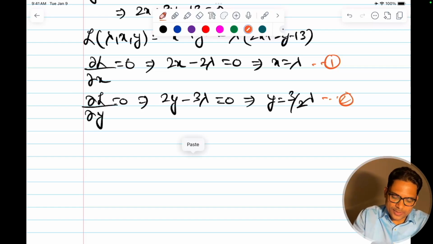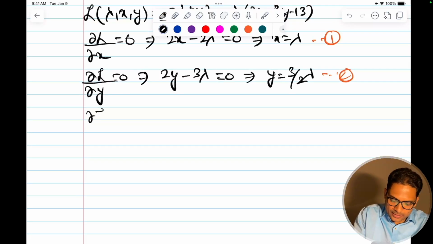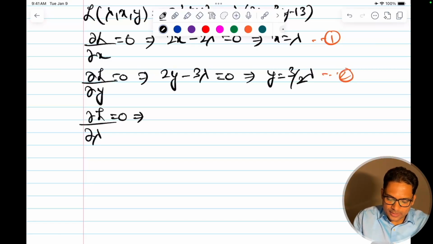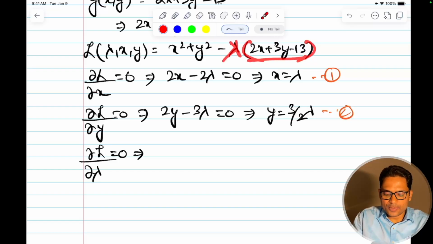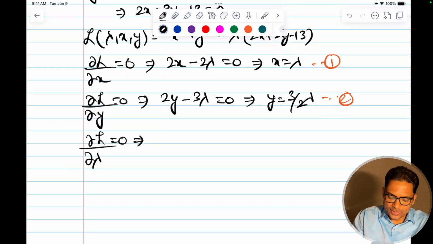You can also use matrix, but here we'll solve it by hand. Then ∂L/∂λ is equal to 0. This implies x is constant with respect to λ, y is constant with respect to λ. Only the λ terms will be there, so λ times this. The complete thing will be like a coefficient of λ. So this complete thing will come.